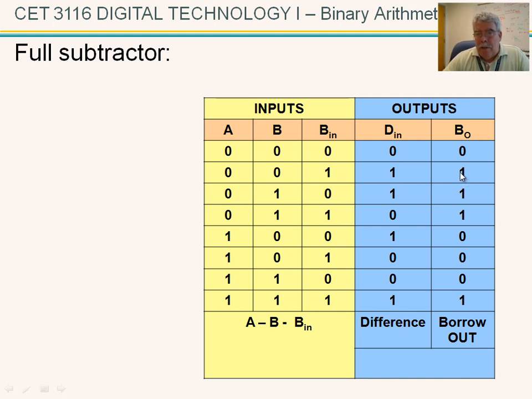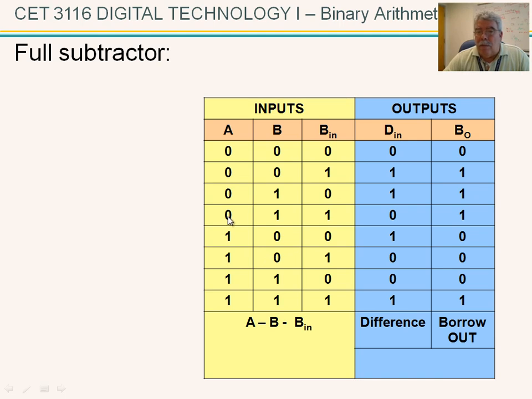Now, the same thing here. If A is 0 and B is 1 and no borrow, well, I have that explained. In my situation, I have to do a borrow from my left side, and that result will eventually be 1, but I have to request something from my left side.